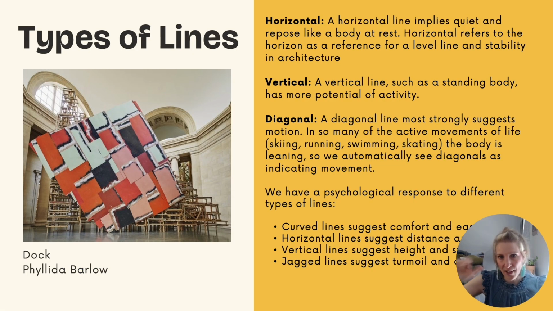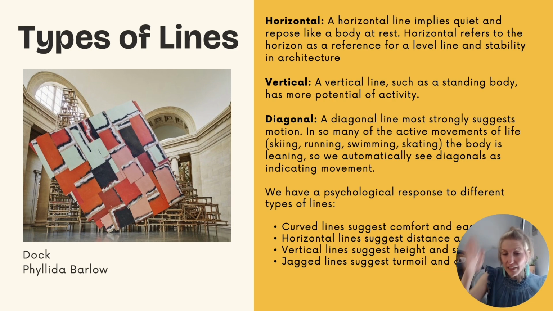We also have horizontal, vertical, and diagonal lines. A horizontal line implies quiet and repose, right? It's like a body at rest. Horizontal refers to the horizon line. This is a reference for a level line. We see this used for stability in architecture.